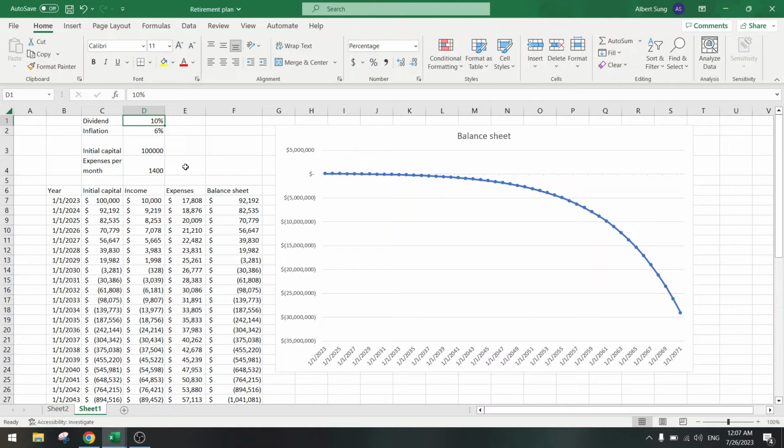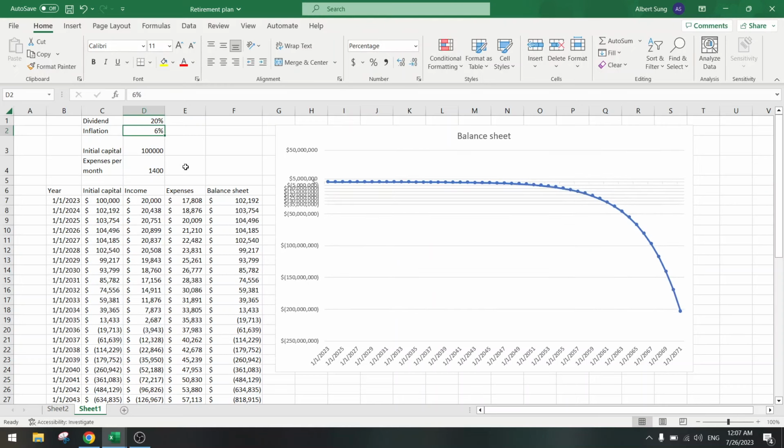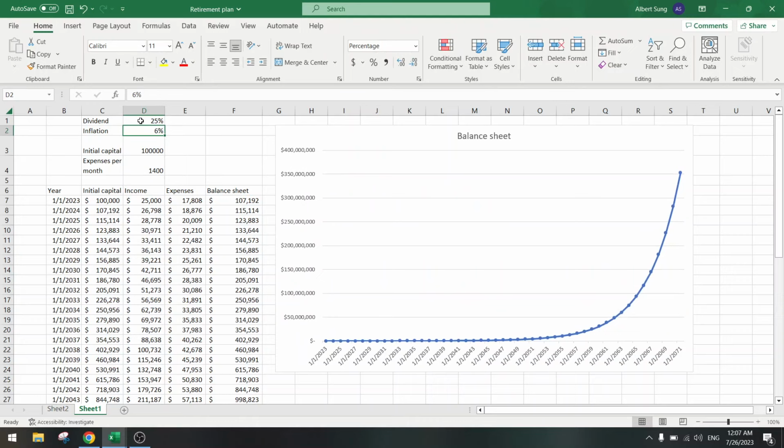So let's up the dividend to 20%. Let's see what happens. Still, I can't survive. 25%. Okay, then everything changes. So if you can find a stock with 25% dividend, with inflation of 6%, initial capital 100,000 and some expenses, then you can survive. So this is the amount of money that is going up. And in 10 years, you have double the money. Okay? If you can find such stock.